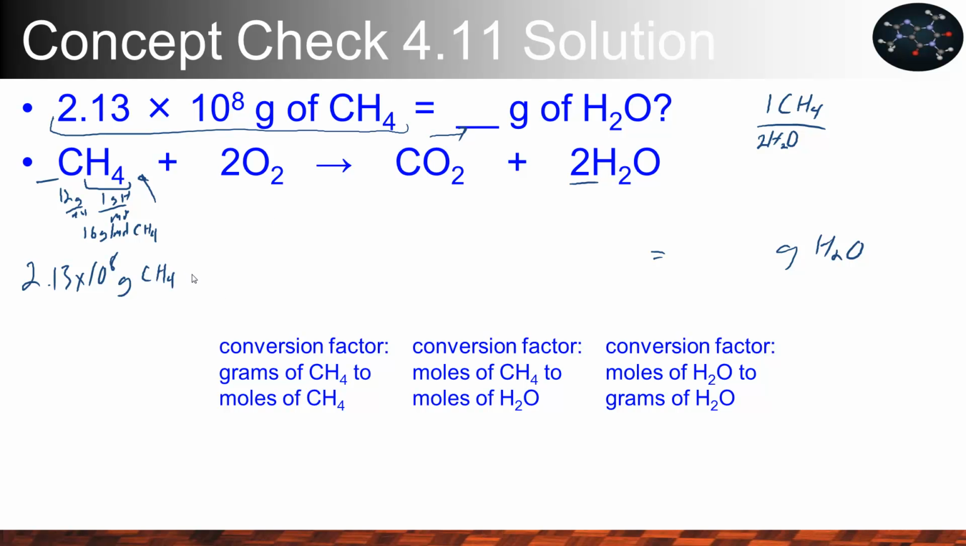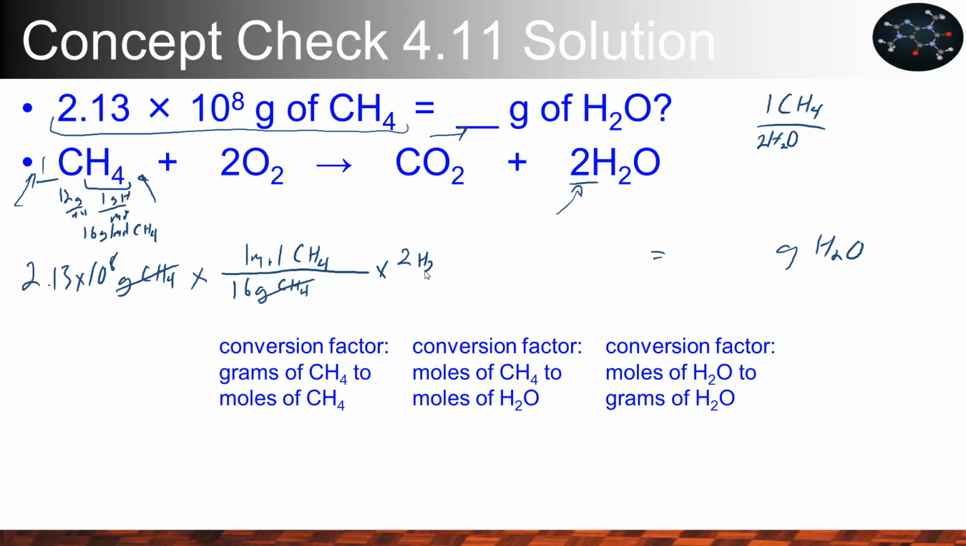So that means we can convert from grams of methane to moles of methane just by putting the grams on the bottom and the moles on top. Right, so 2.13 times 10 to the 8th divided by 16, grams of methane cancel, and we're left with moles of methane. Well, we want grams of water, so we can again get one step closer and say that there is 1 mole of methane for every 2 moles of water.